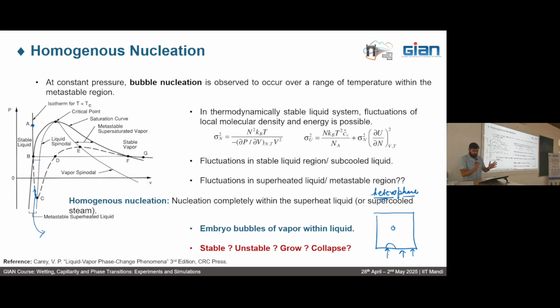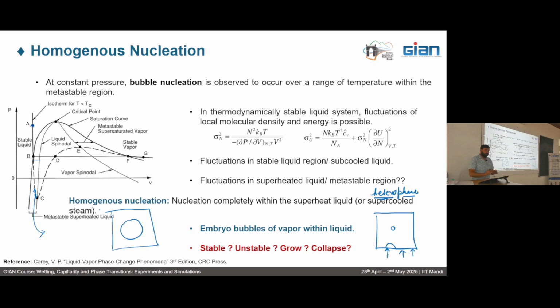But we now know that it's possible for embryo bubbles of vapor to form within the metastable liquid. Our next question would be: are these bubbles stable or unstable? If they are stable, under what conditions? Will these bubbles grow? Will these bubbles collapse? We'll cover all that now. Usually when we say that a bubble is in equilibrium, what it exactly means is that, let's suppose this is a bubble inside the liquid.